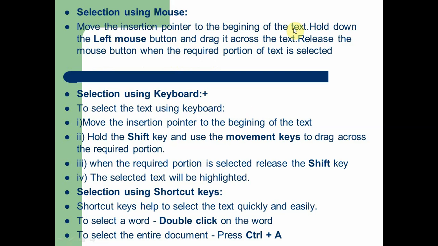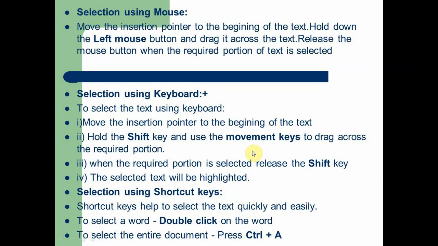The next method is using the mouse alone. Move the insertion point to the beginning of the text, hold the left mouse button and drag it across the text. Release the button. This is also similar to selecting continuous text. The next one is using the keyboard. Without using the mouse, we can select the required text using the keyboard only. Move the insertion point to the beginning, hold the Shift key and then press the movement or navigation keys. After the required text is selected, we can release.